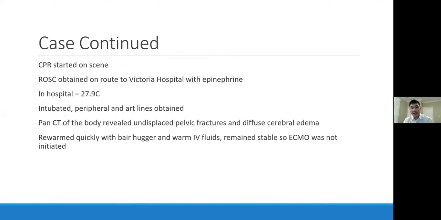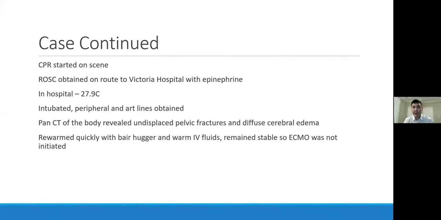So now to return to the case. After AK was extricated after being submerged for 25 minutes, CPR was started on scene by paramedics and she was transferred to Victoria Hospitals. They actually achieved ROSC on the way with just epinephrine. The first temperature obtained by rectal probe in hospital was 27.9 degrees Celsius, and the primary survey did not reveal any immediately life-threatening injuries. She was intubated and had peripheral and arterial lines inserted. And then she had a pan CT of the body, which only revealed undisplaced pelvic fractures. So she was placed in a pelvic binder and ortho was consulted.